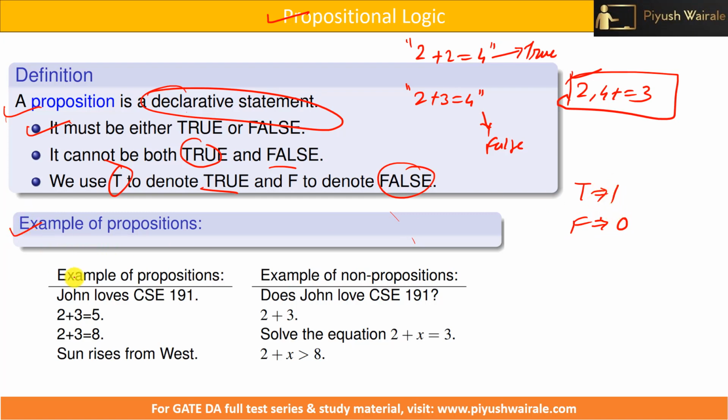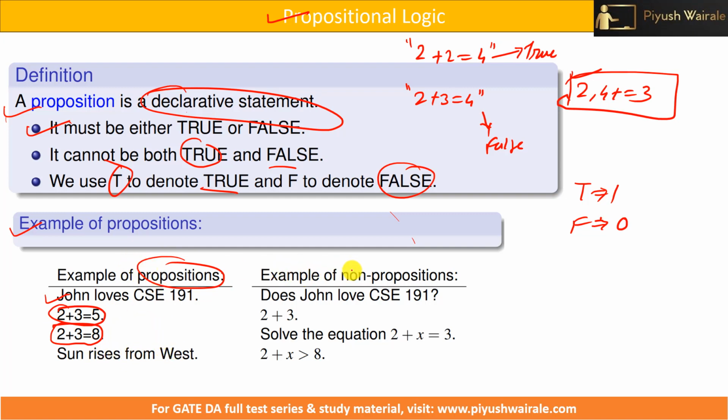Now, examples of propositions. What are good examples of propositions? For example, John loves CSE 191. Yes. 2 plus 3 equals 5. That is correct, that is a true proposition. 2 plus 3 equals 8 is a false proposition. But these are all propositions, right? The sun rises from the west. Yeah, this is also a proposition.